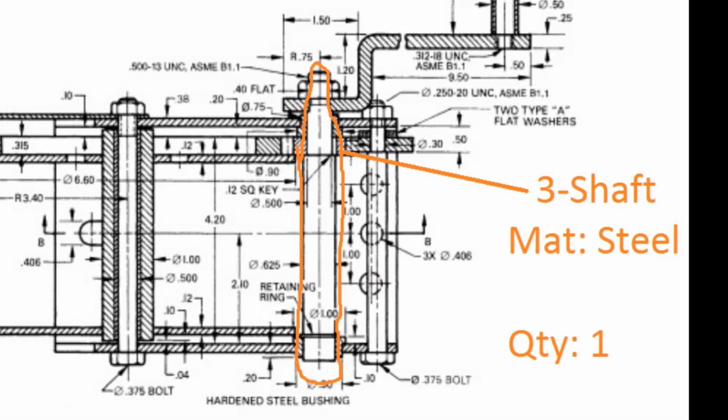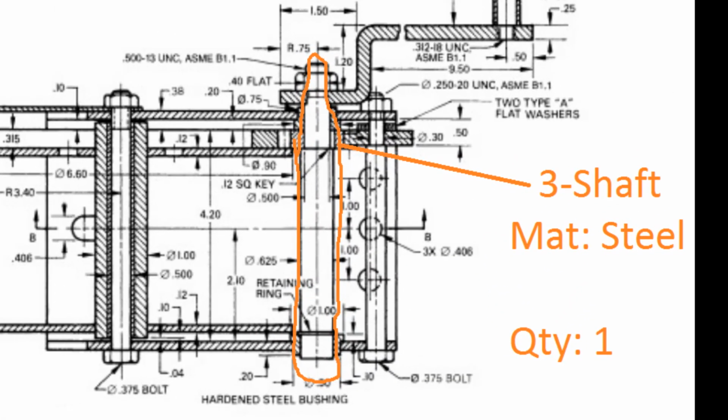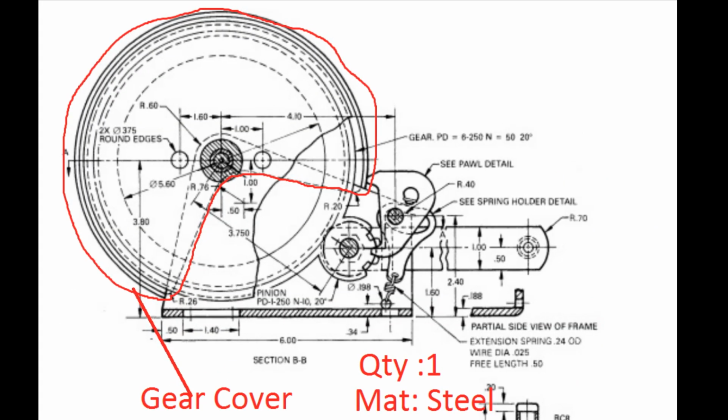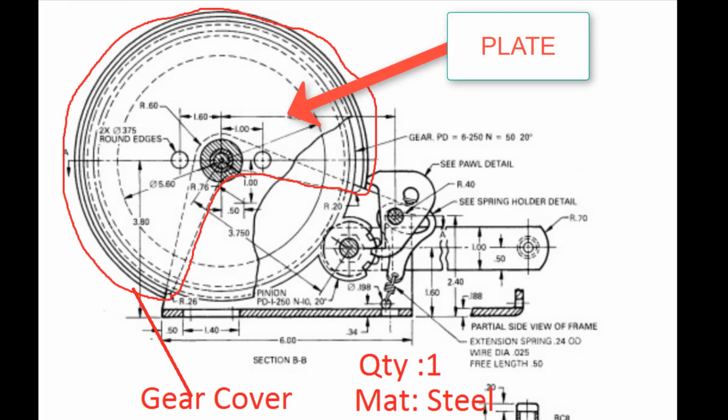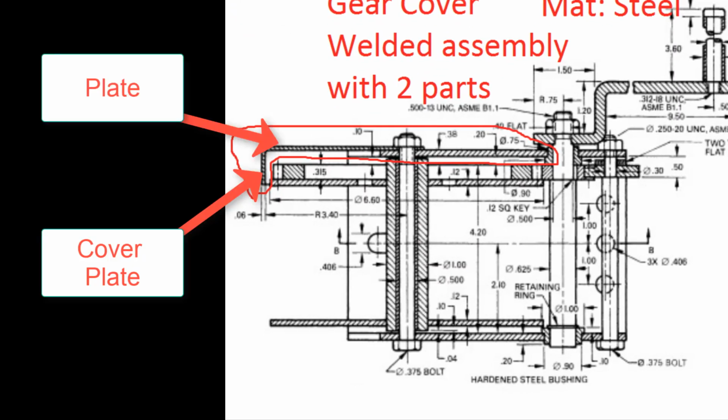Our third part is the actuator shaft. Its quantity is 1 and the material is steel. Our next part is a welded subassembly, which is a gear cover. It's a welded assembly and consists of two parts, and its quantity is 1. The first part is a plate part, and the second one is also a sheet metal part, which is covered around that plate.